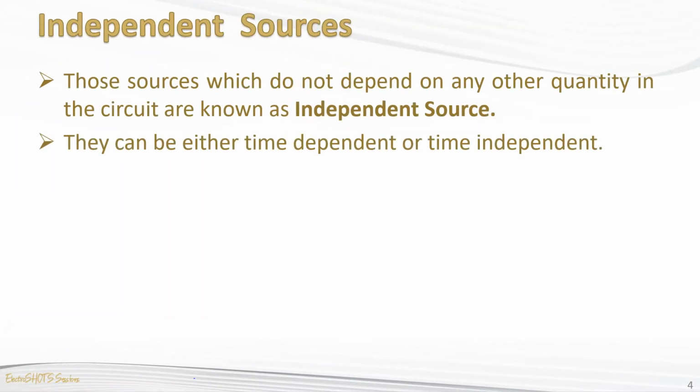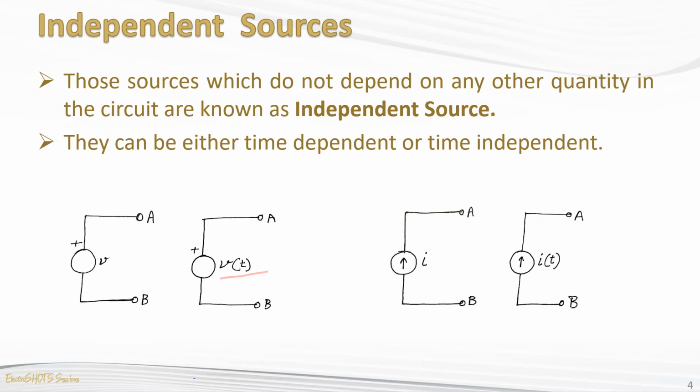Independent sources are those sources which do not depend on any other quantity in the circuit. They can be either time dependent or time independent. The symbolic representations of these types of sources have been shown in the diagram. The time dependent sources are shown as Vt if it is a voltage source and It if it is a current source. And if it is not dependent upon the time, then it is simply shown by V or an I, depending upon if it is a voltage or a current source.